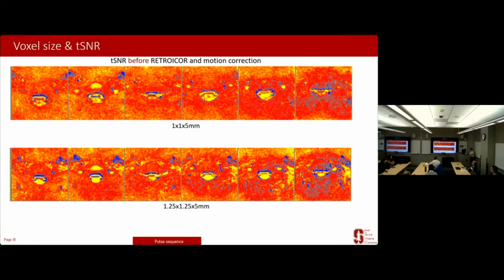So in that case, you will need to increase your TR to get enough more slices to cover the region you want to cover. And you may need to scan longer to get enough TSNR. So it's important to run pilots to make sure you have enough power to see what you want to see.